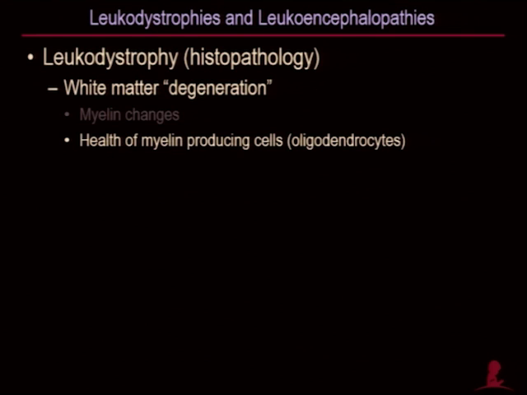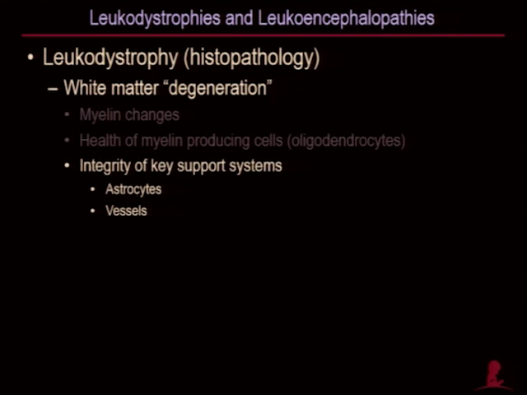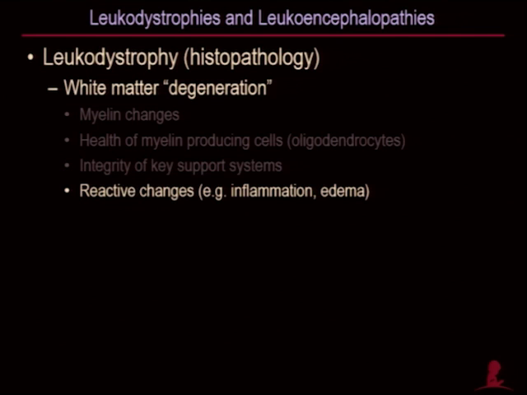Indeed, quite understandably, some conditions have to do with the health of the myelin-producing cells, the oligodendrocytes. The integrity of key support systems, such as the astrocytes and the vessels, can be very important in understanding the mechanisms leading to apparent myelin abnormalities, white matter abnormalities.